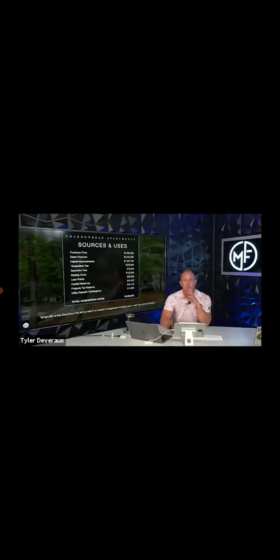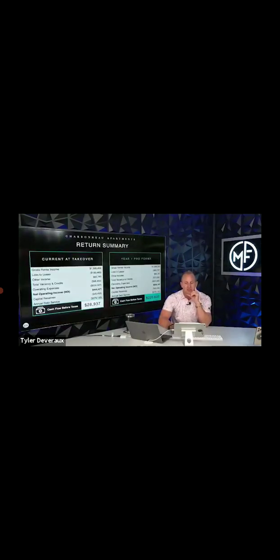And then closing costs, $112,500 for closing costs, 1% for loan points. And then we also keep a property tax and capital reserve, in case of any emergency, for a grand total of $4 million.